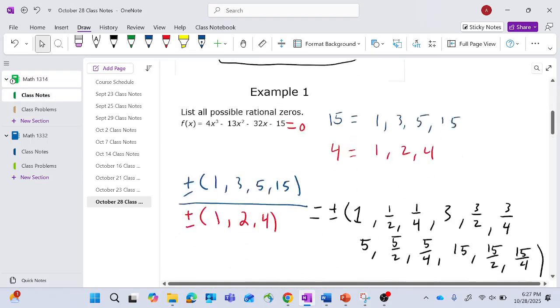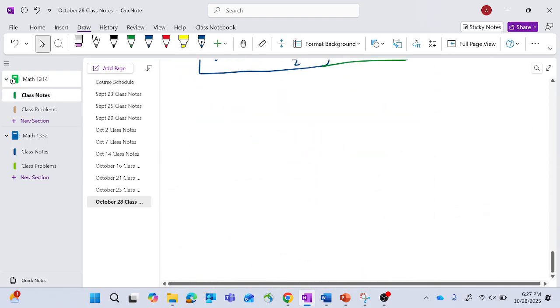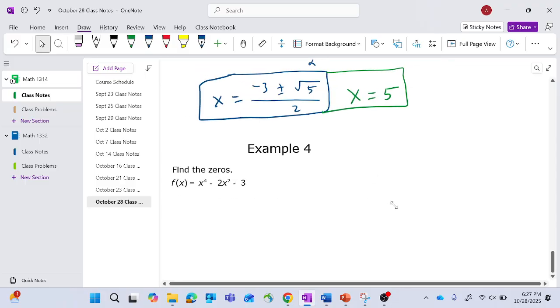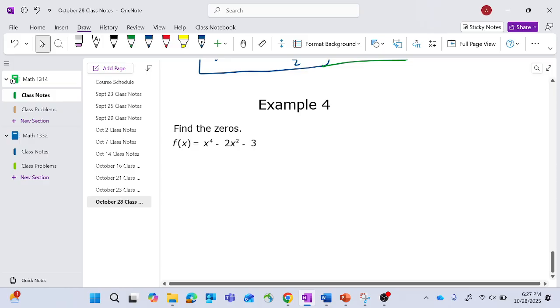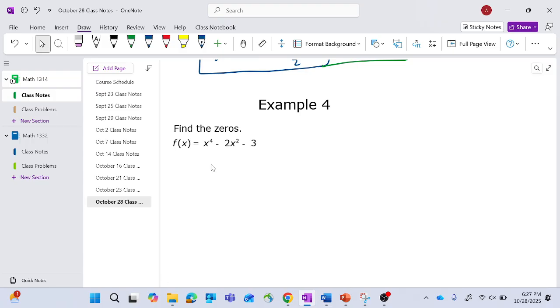And now we are going to find the zeros again for this problem right here. So x to the fourth minus 2x squared minus 3. Honestly, I think you can actually factor this if you want to, but we're not going to. We're going to do synthetic division.